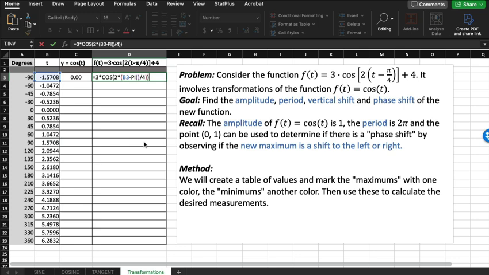So just double check and make sure all your brackets are lined up the way they should be. Make sure that the 2 is being multiplied by that entire quantity inside there, and that cosine is then being calculated on that entire quantity. And now we're going to add 4 at the end. Okay. So again, just really double check, make sure that you entered that formula in correctly.